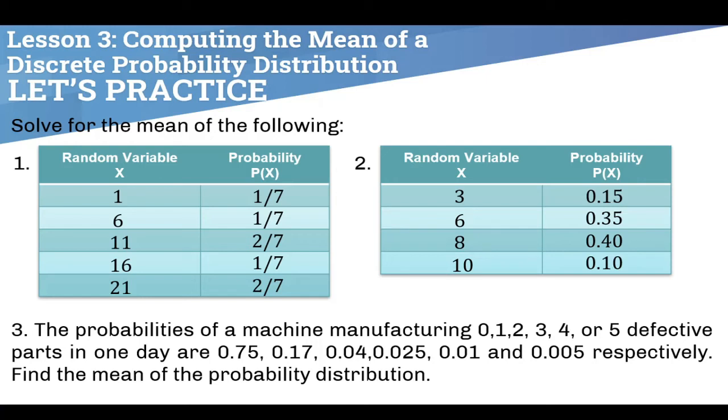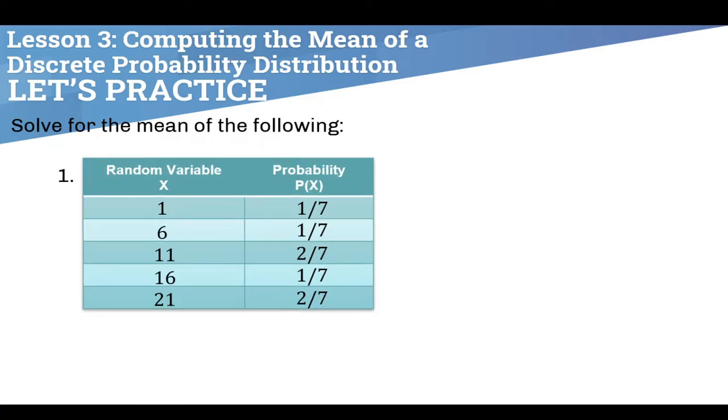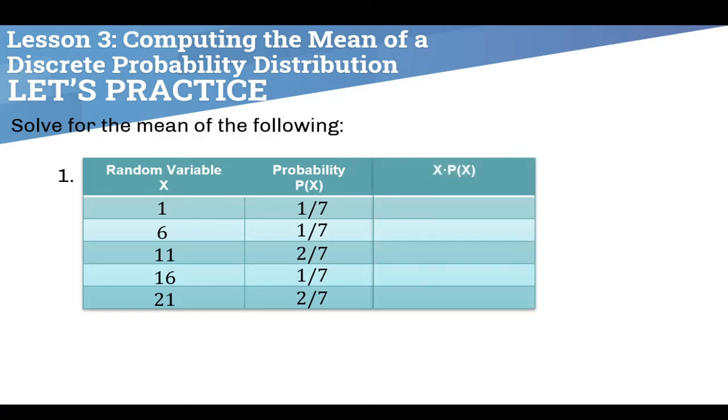Okay. Let's now try to answer these questions. So, sa una, paano natin siya sasagutan? Of course, since meron na tayong probability distribution, ano nang gagawin natin? Gagawa na lang tayo ng column sa kanan at imumultiply natin yung corresponding probabilities. So, 1 times 1 over 7, 1 over 7. 6 times 1 over 7, 6 over 7. 11 times 2 over 7, 22 over 7. 16 times 1 over 7, 16 over 7. 21 times 2 over 7, 42 over 7.